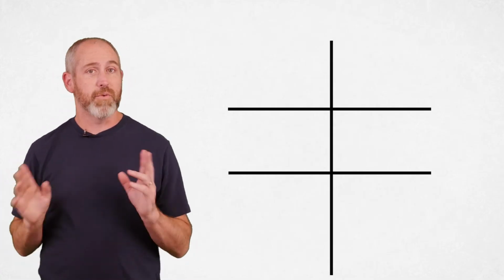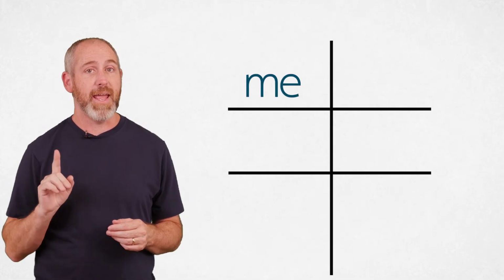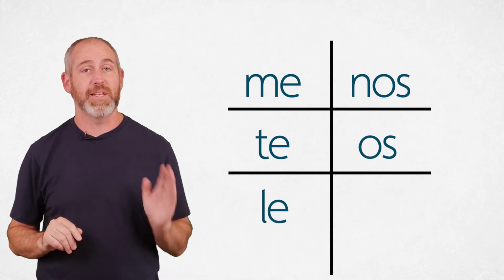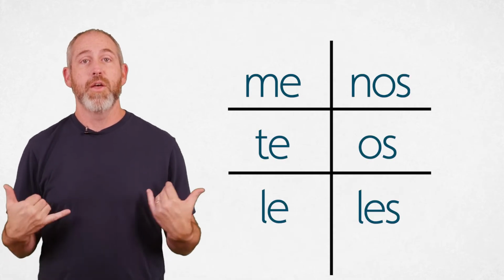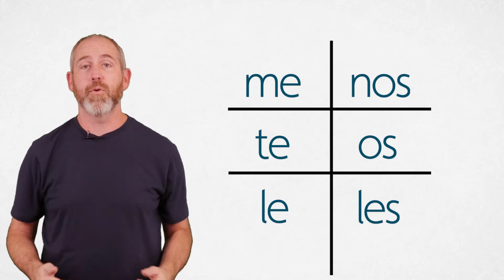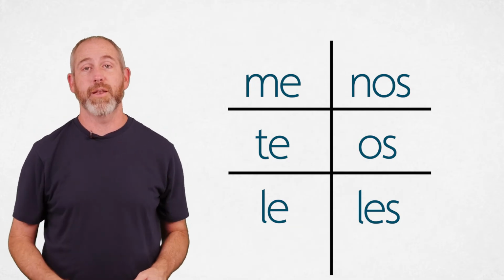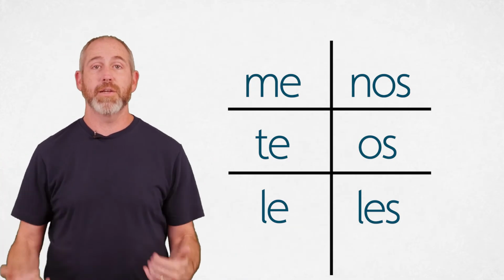Now I want to just quickly remind you of these. Me, te, le, nos, os, les. Indirect object pronouns. They show to whom a verb is done or was done. Done to me, it's me. Done to you, it's te.